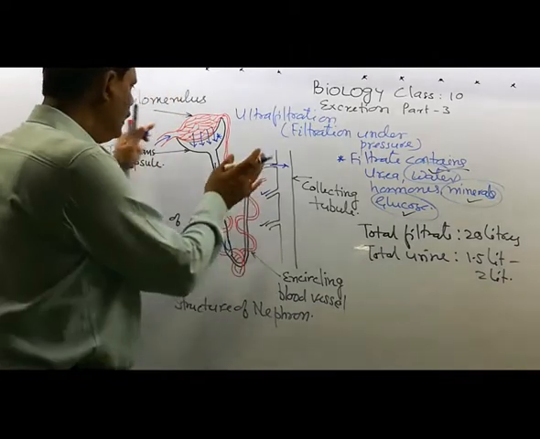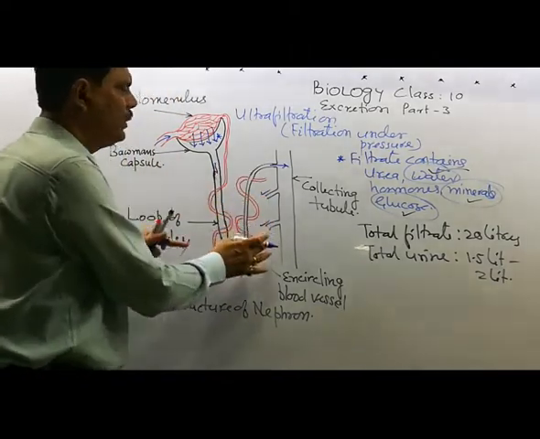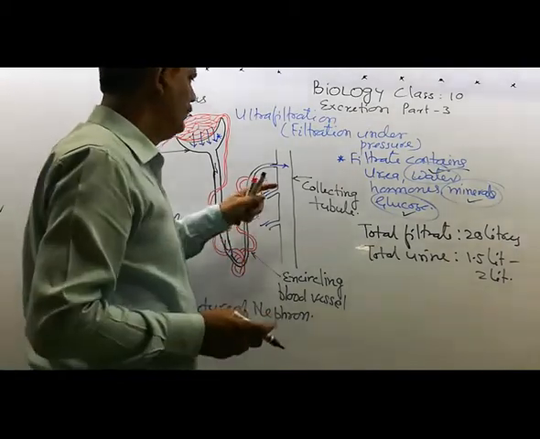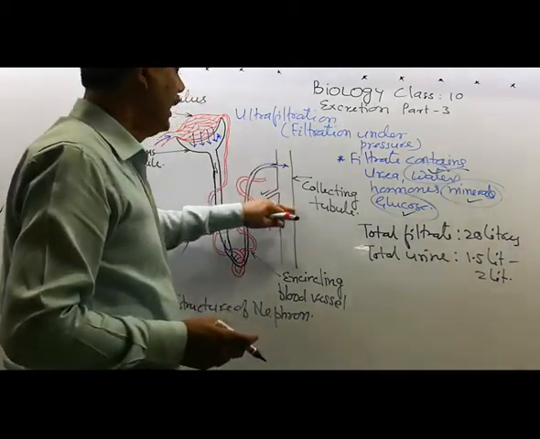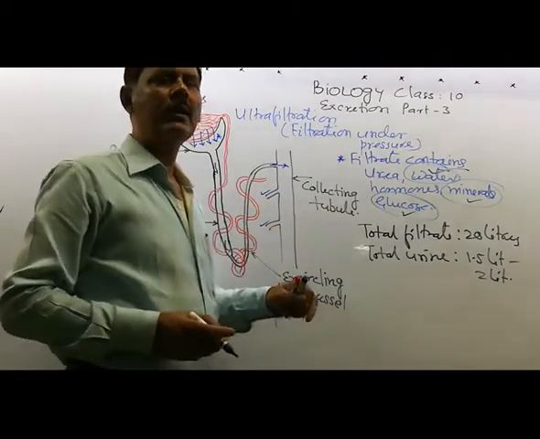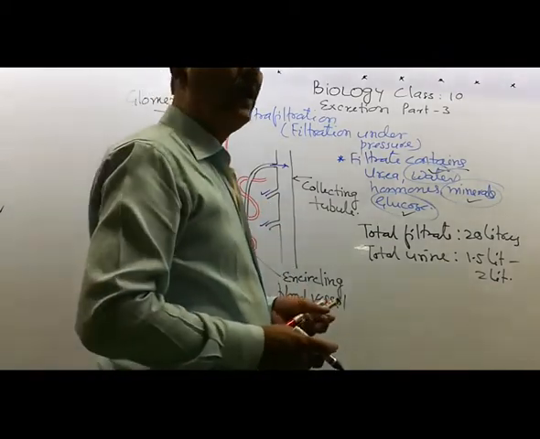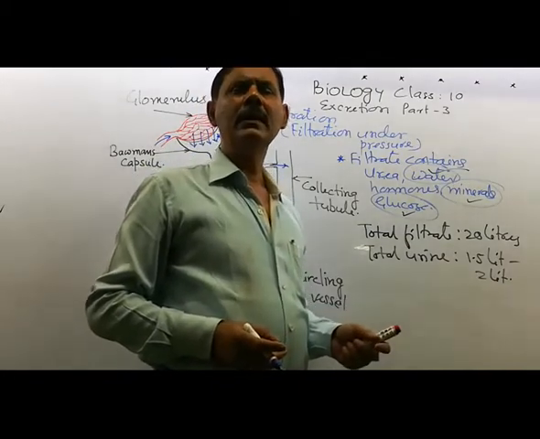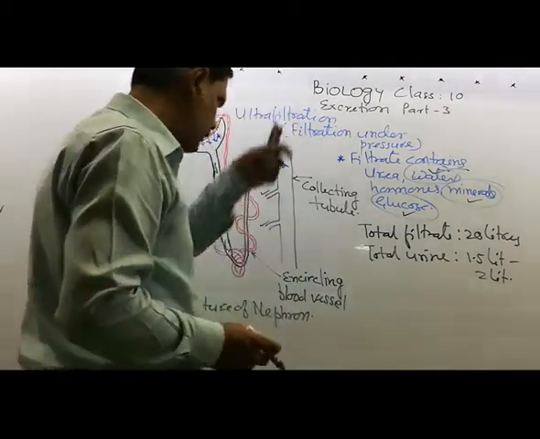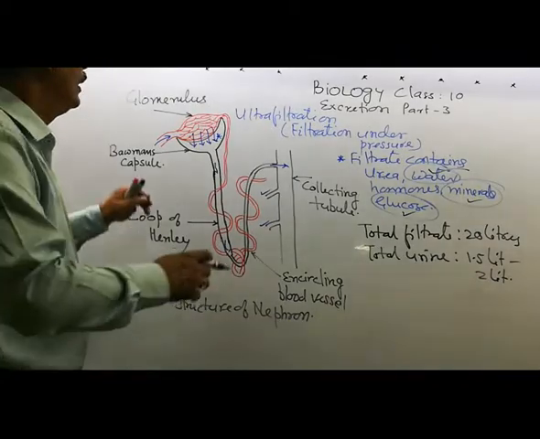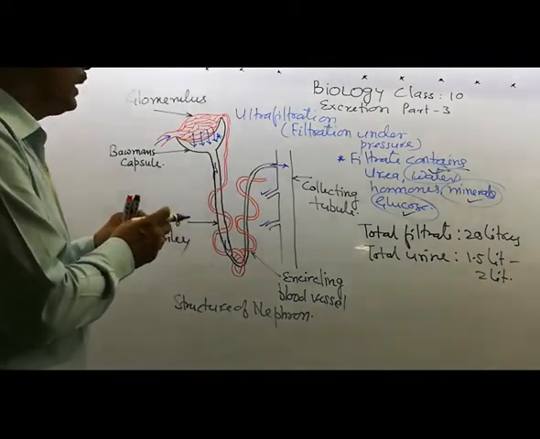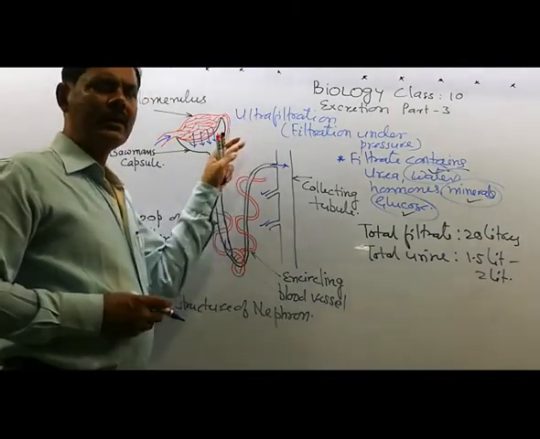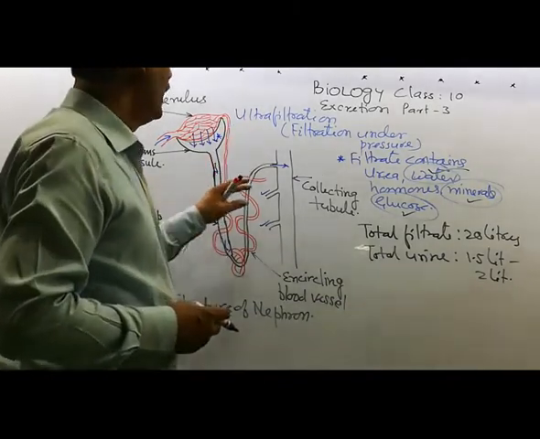So other nephrons remain attached to these collecting tubules, and from each nephron the filtrate comes into the collecting tubule, and this collecting tubule ultimately opens up into the ureter, from where it travels into the urinary bladder and is removed. So this way the entire filtration, that is ultrafiltration, takes place, and thereafter the waste is removed.